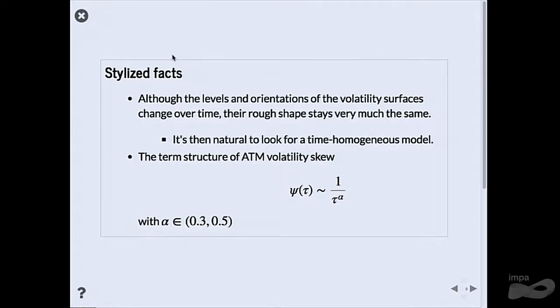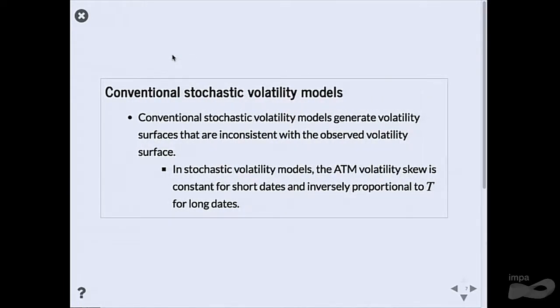And each day you look at the term structure of at-the-money skew, although these days the market is getting so tight that actually it has a lot more structure. But until very recently, this kind of power law fit was almost perfect. Now, conventional stochastic volatility models generate volatility surfaces that are inconsistent with this observation. In stochastic vol models, the at-the-money volatility skew is constant for short dates. I don't mean that it tends to some limit. What I mean is that for very short dates, let's say 1 week or 2 weeks, the skew is the same, in other words, a constant. And it's inversely proportional to time for long dates.